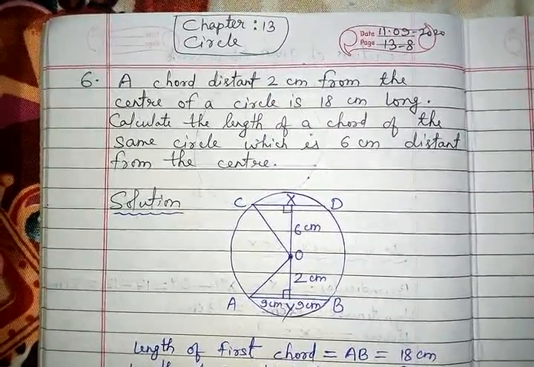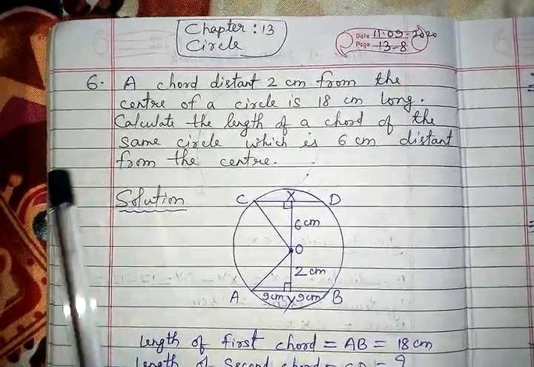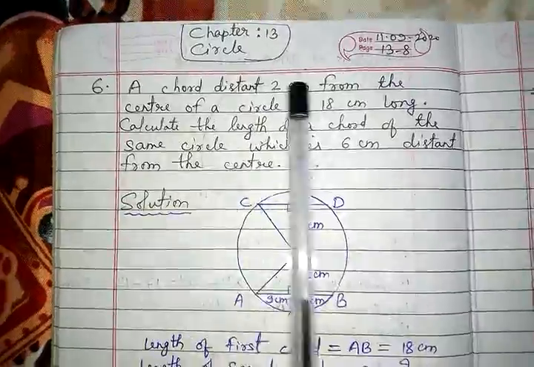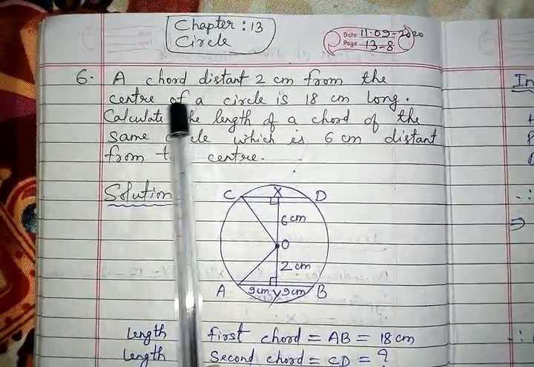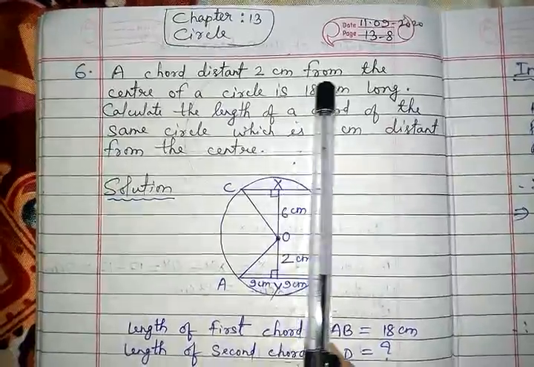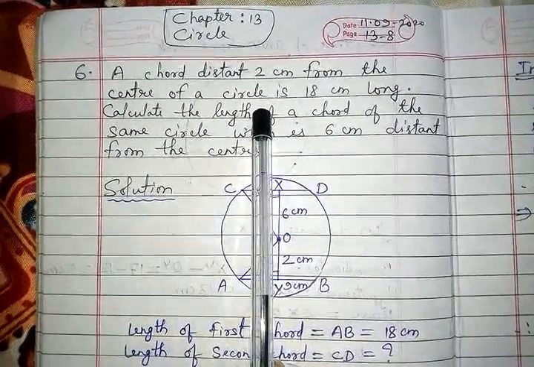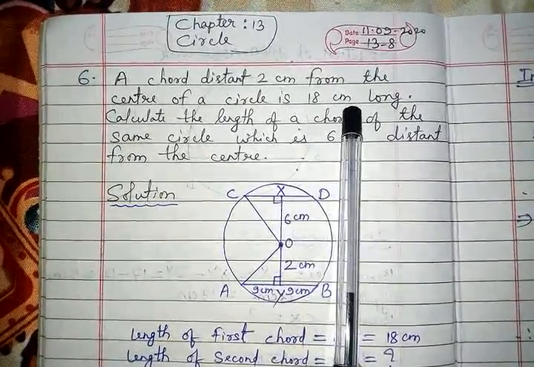Class 9 children. So today again I have come with a new question from chapter 13, circle. So let us begin. A chord distant 2 centimeter from the center of a circle is 18 centimeter.